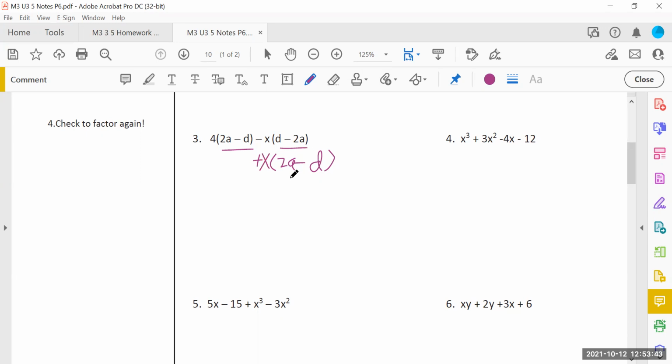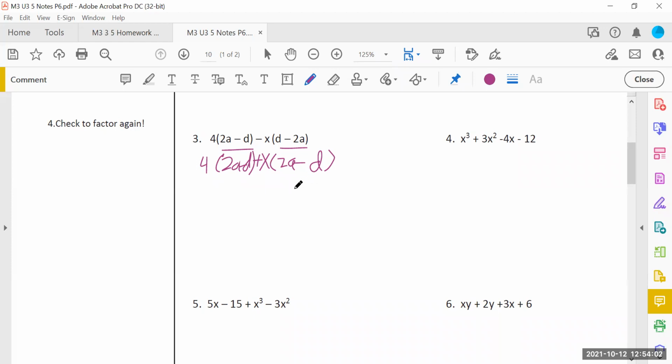So all I did was take the negative out of this and put it in front of that. It switches all my signs. Now when I look at this again, I'm sorry, I made that a little bit squished there. Now the 2a minus d matches in both.